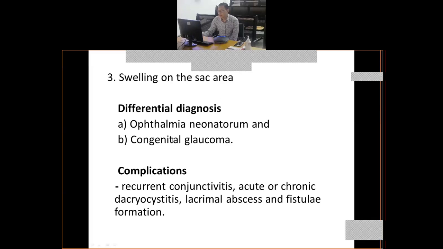Differential diagnosis include ophthalmia neonatorum, then congenital glaucoma. In ophthalmia neonatorum, patient will complain of discharge, there will be marked edema of the upper eyelid, then chemosis will be there. In congenital glaucoma, the patient will complain of epiphora, photophobia, blepharospasm, buphthalmos. Then complications may be conjunctivitis, dacryocystitis, mucocele, fistula formation.